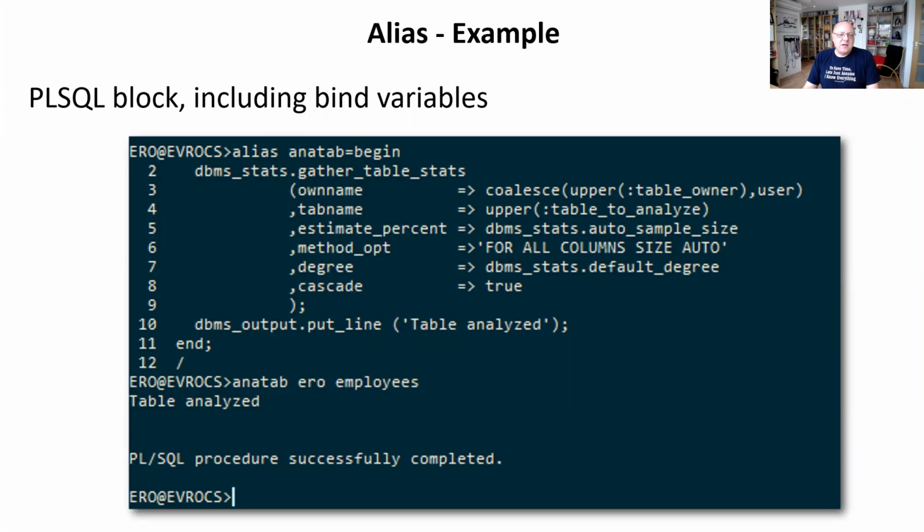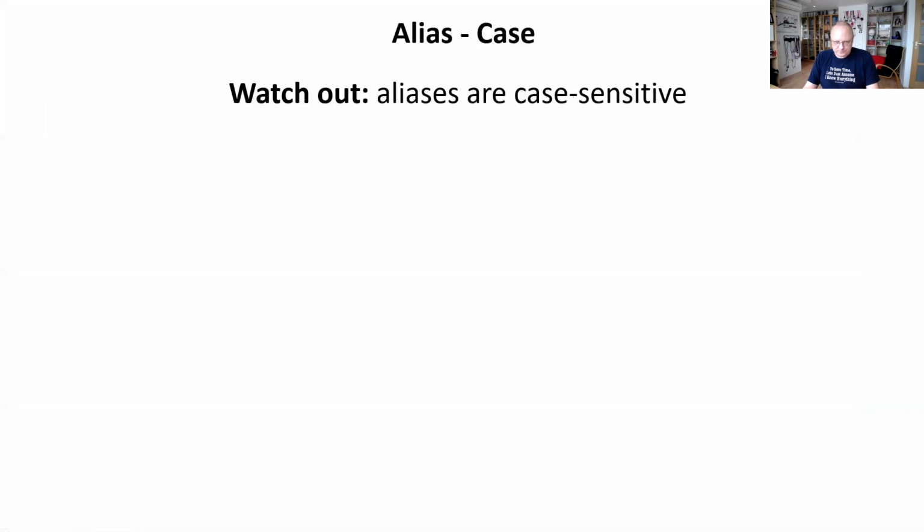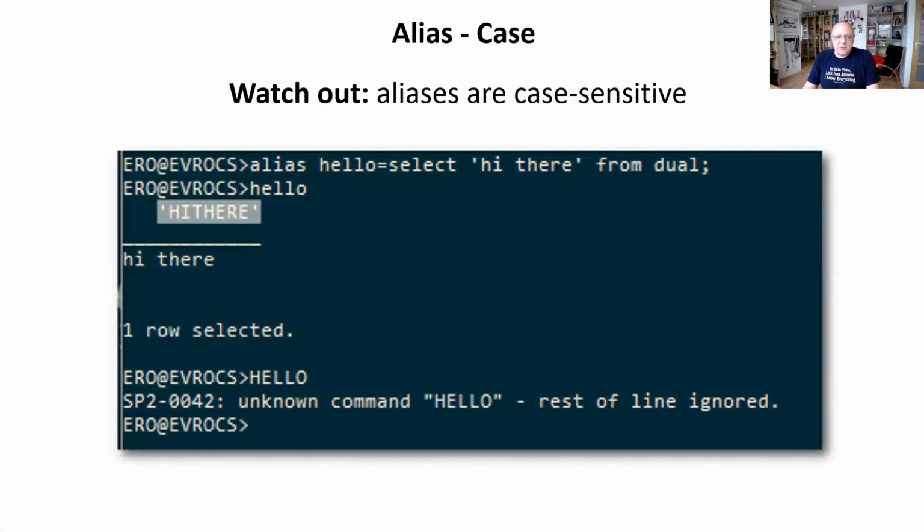Here I have an alias for anatab, which is a PL/SQL block. In this PL/SQL block, I have two bind variables for table owner and table to analyze. After declaring this, I can just say anatab, a user and a table, and it gets analyzed. So you have parameters with aliases as well. Aliases are case sensitive. If you define it with lowercase and you execute it with uppercase, it won't find the alias.